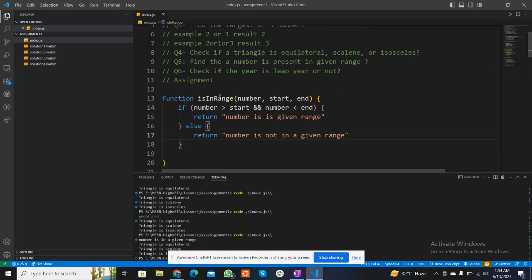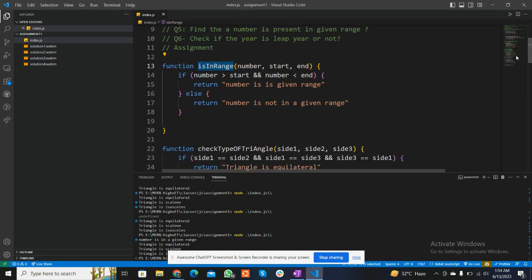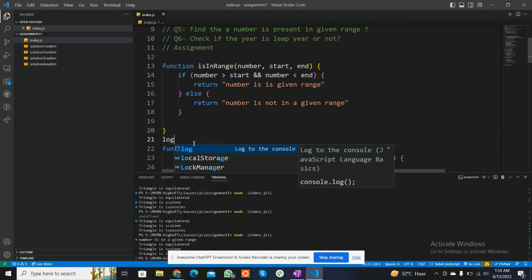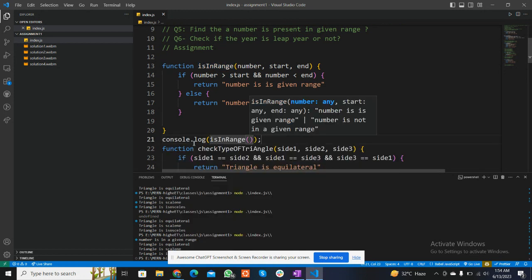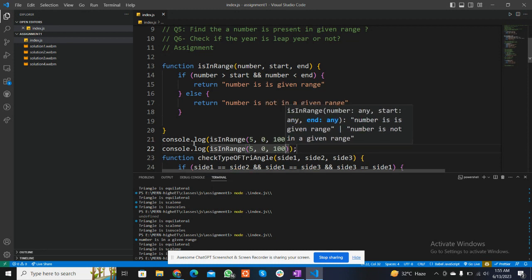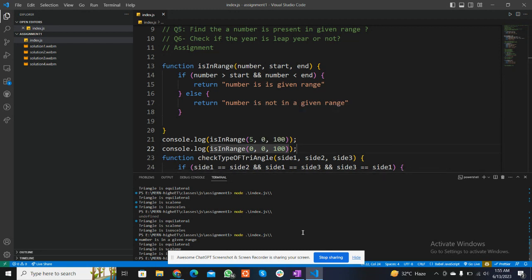So let's write the test cases. Log range. For example, number is 5 and starting point is 0 and ending point is 100. And second is, write it here as 0. Then let's run the output.